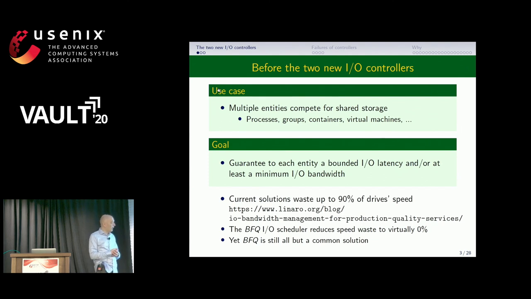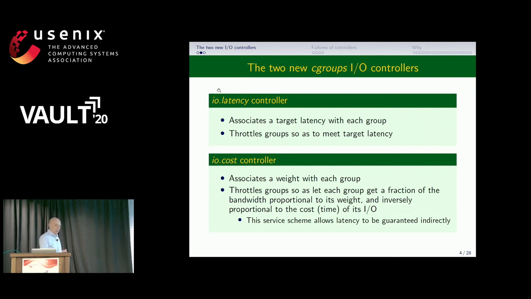The BFQ IO scheduler actually can control IO and at the same time reduce this waste of speed to almost nothing. So you can fully utilize your drive. But BFQ is not a common solution for these use cases, at least not yet. So to improve the situation, these two new I/O controllers have been proposed, and they live in cgroups, and they are the io.latency and the io.cost controllers.